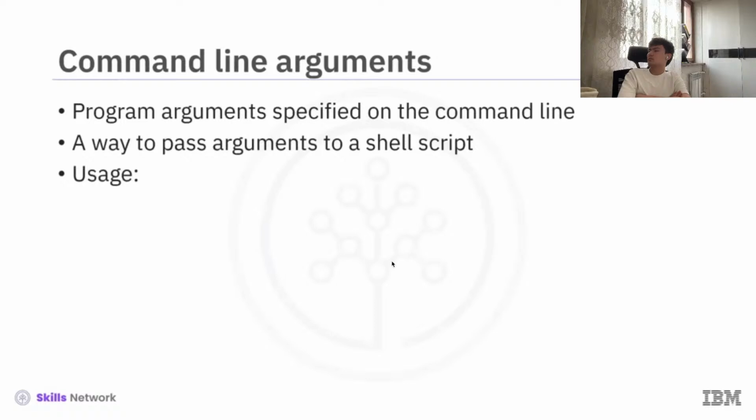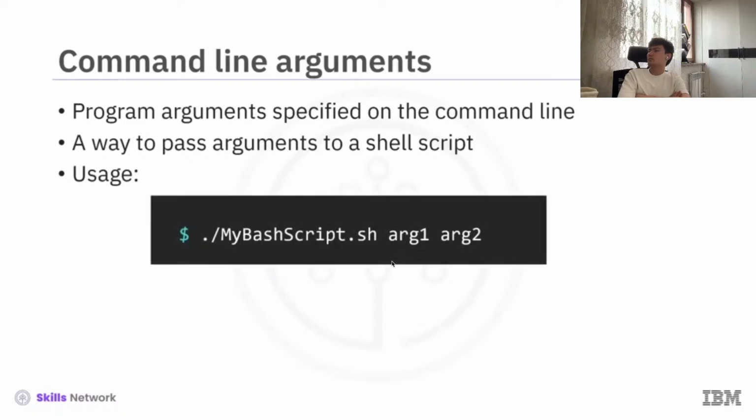Command line arguments for a bash script are specified. The arguments arg1 and arg2 are passed to mybashscript.sh.